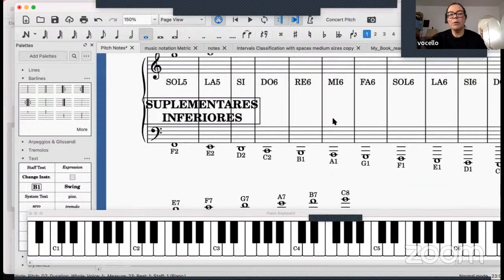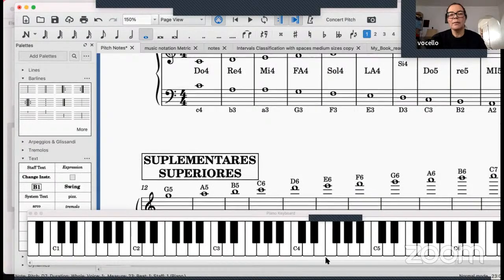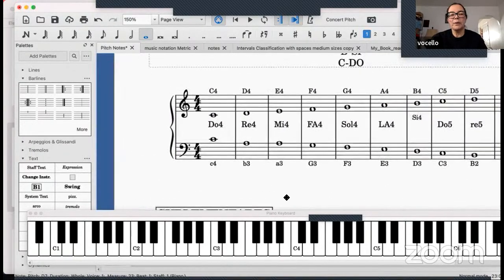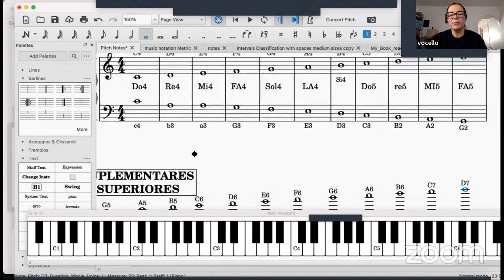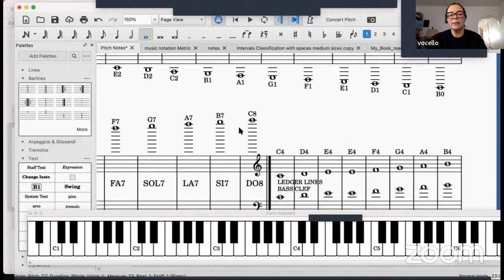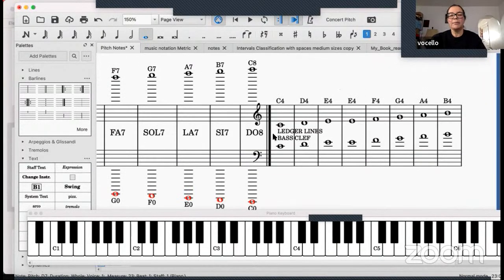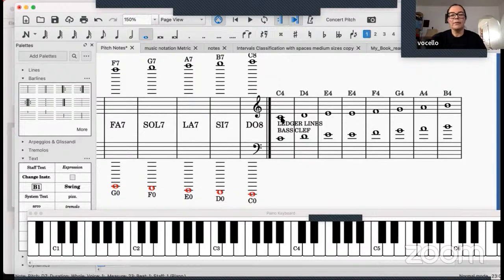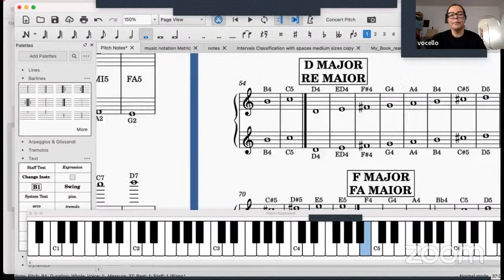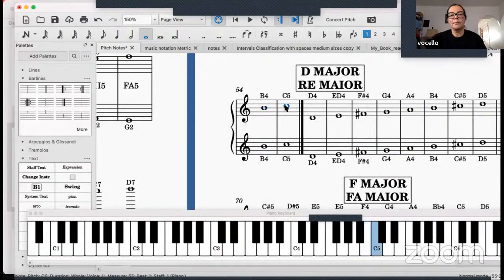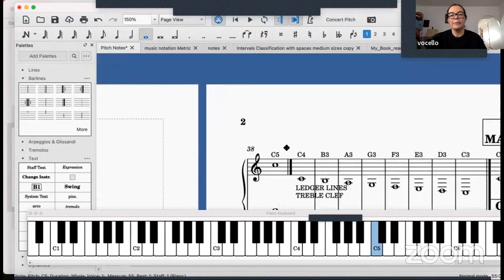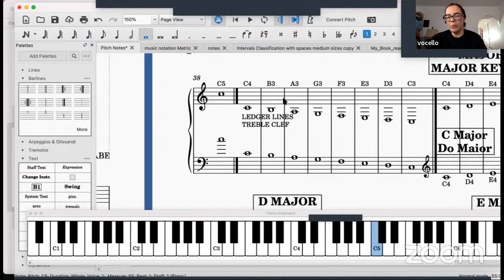Now the notes below the musical staff. Okay, I'm sorry, I put it here, but the bass clef is not part of this session. The treble clef. Let's see. Okay, the ledger lines on the treble clef.